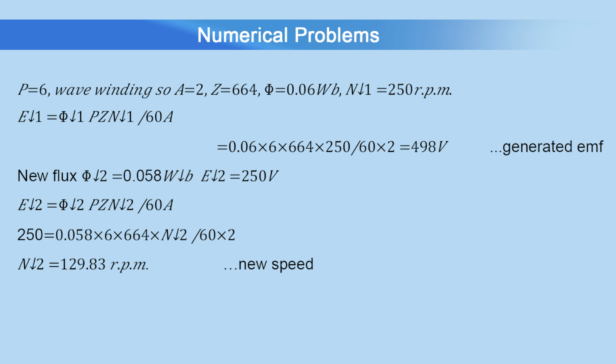So with this particular set of specifications, let us find out the induced EMF in the machine. So let us put the values of phi, P, Z, N1 and A. So ultimately what you will get? You will get this induced EMF as 490 volt. So it is the EMF generated in condition 1.